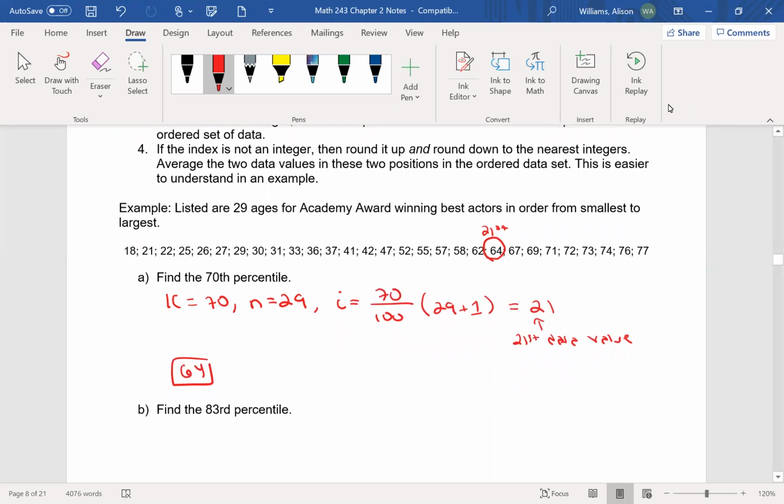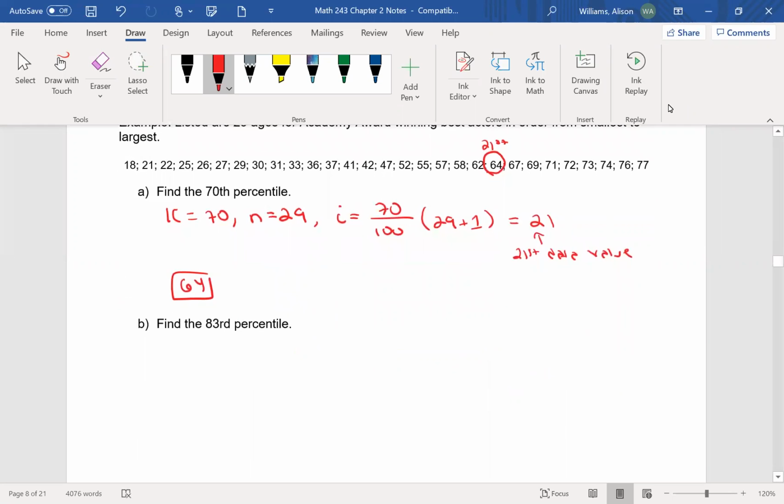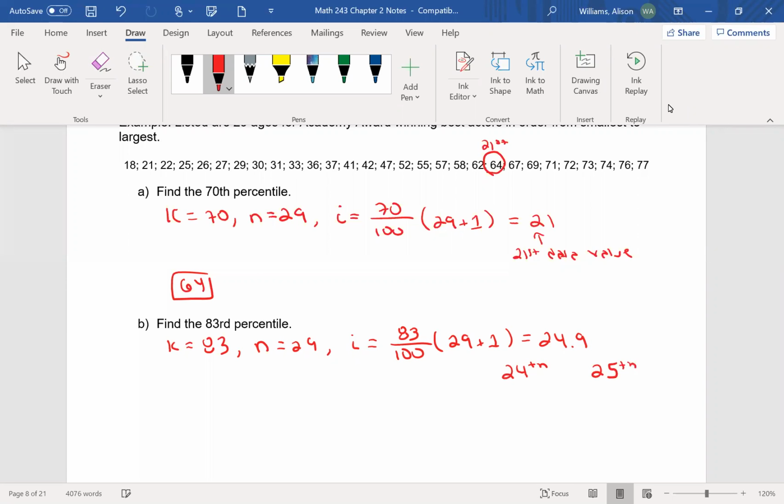Now, this one asks us to find the 80th percentile. I'm sorry, 83rd percentile. So in this case, K is 83. N is still 29. And we're going to find I. So 83 divided by 100 times 29 plus 1. This is going to come out to 24.9. So it's between two values, which means we're going to look at the 24th piece of data and the 25th. So whenever it's between two, we look at the two values it's between.